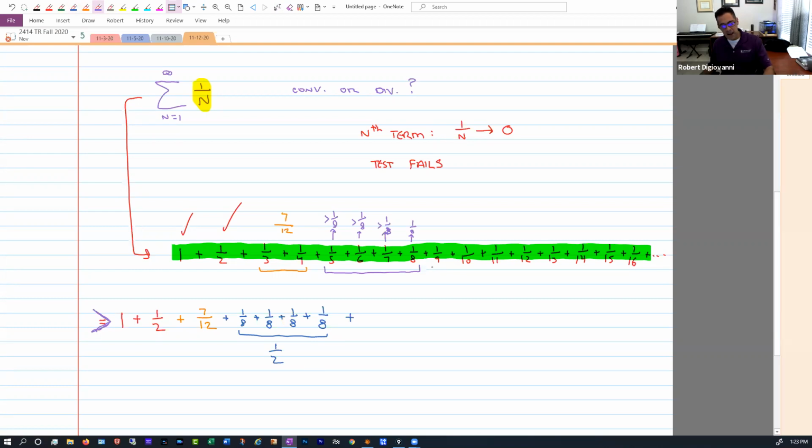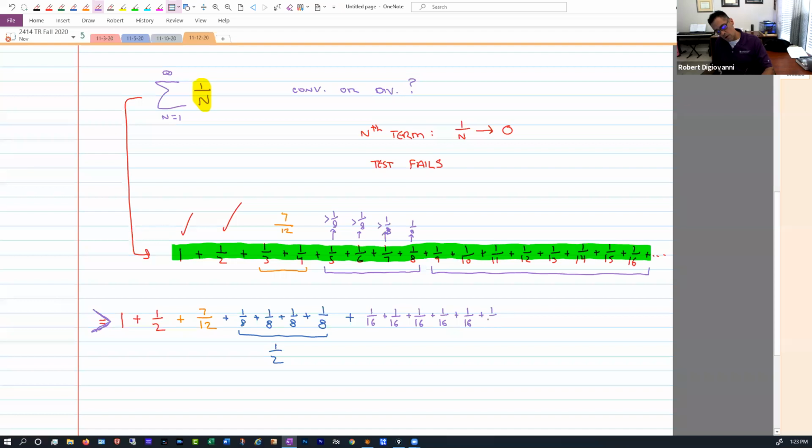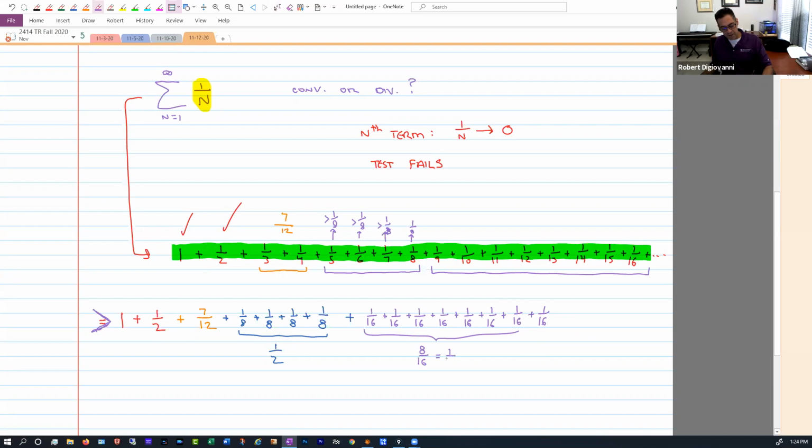Now, I want you to look at the next 8 terms. What's the smallest number in this list? 1/16. So that one's bigger than 1/16, that one's bigger than 1/16, they're all bigger than 1/16, aren't they? Which means that the sum in green should be bigger than me just doing 1/16 8 times. So I took 8 of them, right? If I take 8 of these, that's going to be 8/16, which is another half, isn't it?